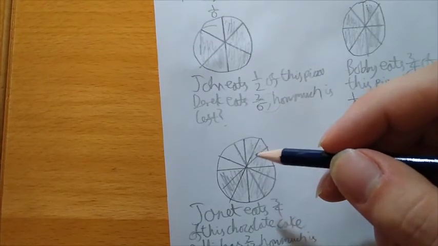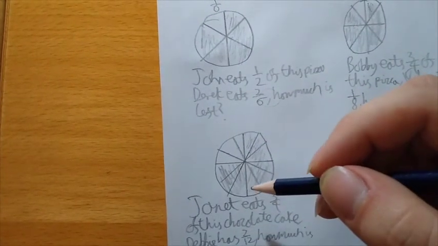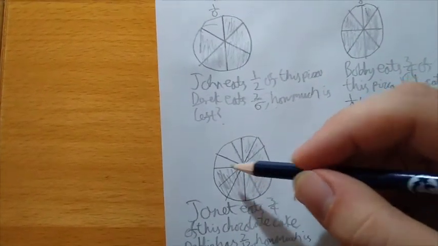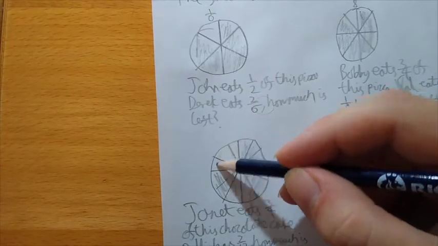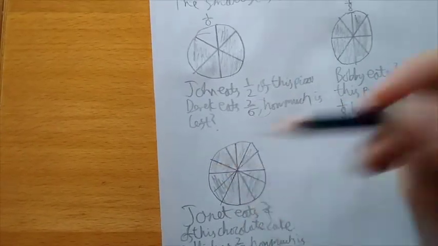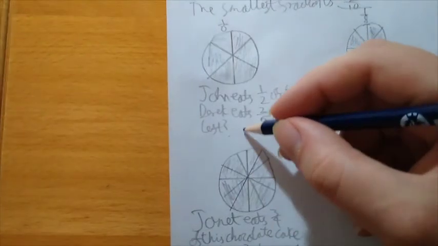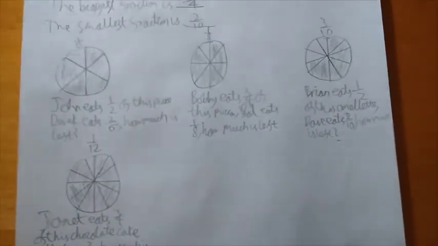So we have 2/12 left. So let's shade those in. And how many slices are we left with? 1. So there's 1/12. If you got any of these right, very, very well done indeed.